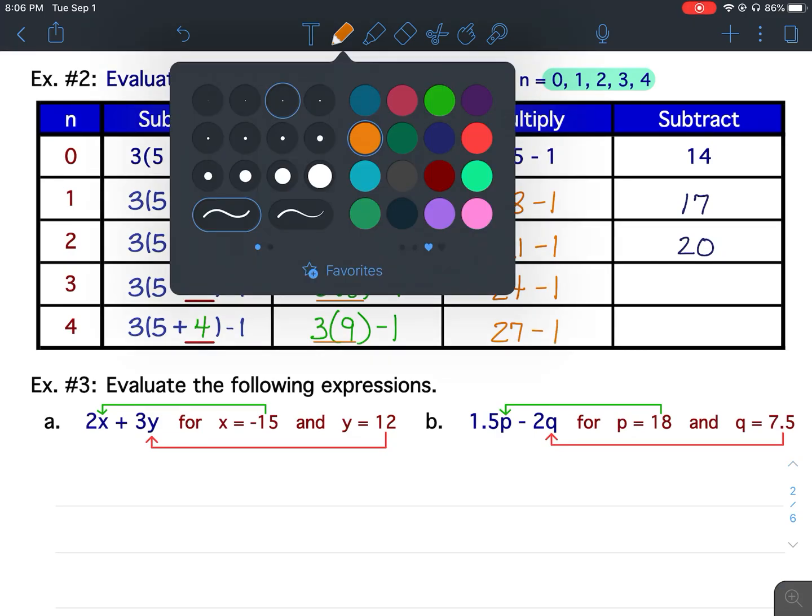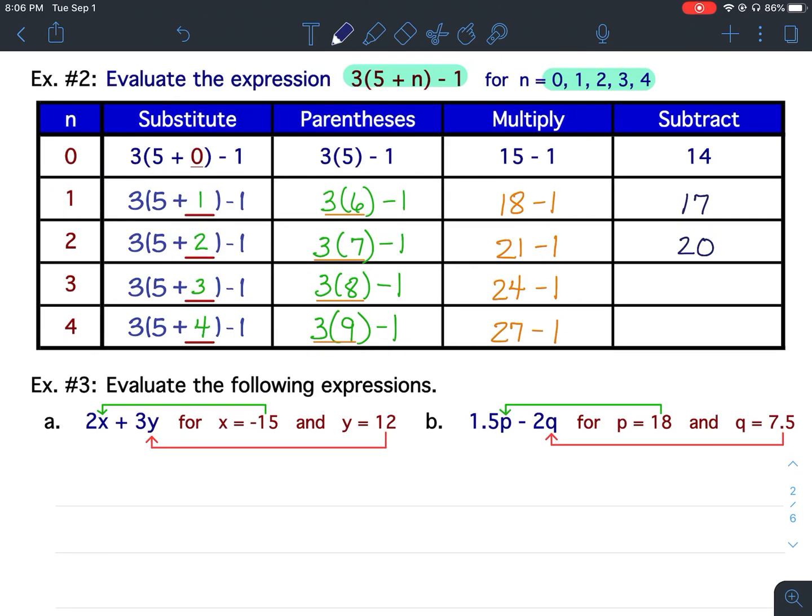And then the last step is to do your subtraction. Again, I'm just following my order of operations. 24 minus 1 is 23. 27 minus 1 is 26.